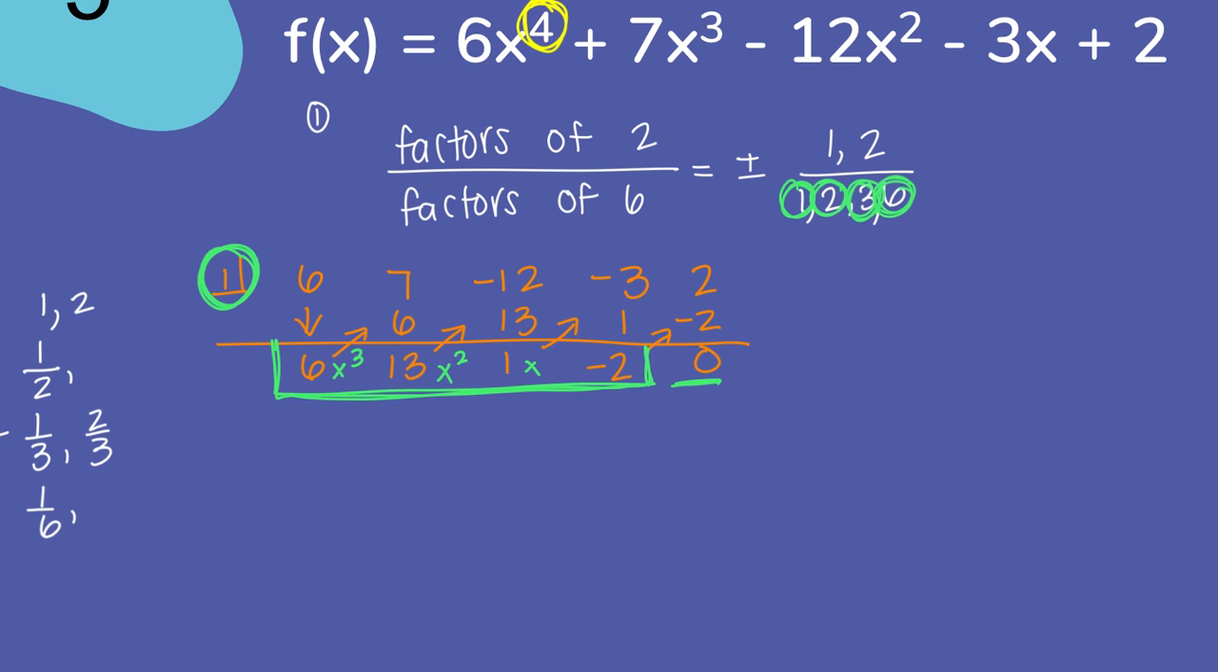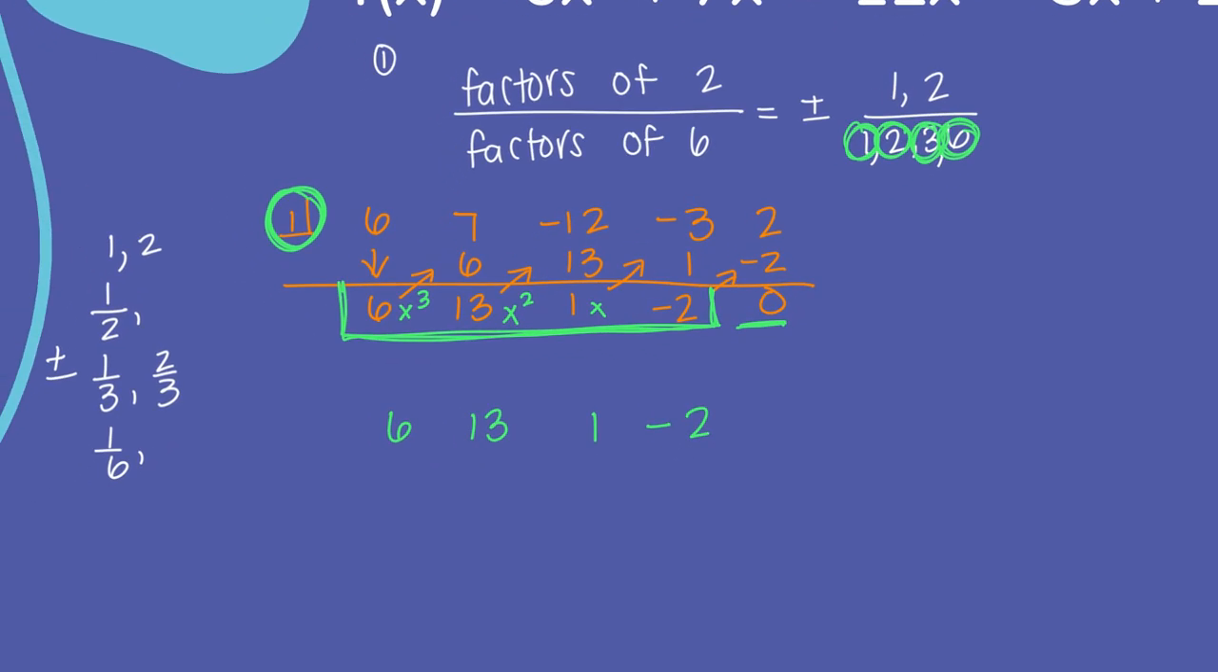I'm going to go ahead and use what I have left over. So 6, 13, 1, and negative 2. That's going to become the new coefficients that I'm using in synthetic division. So it's going to look something like this. I have 6, 13, 1, negative 2. And I'm going to go ahead and use negative 1 in my box. We already know 1 is an answer.